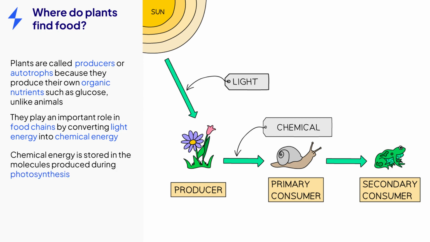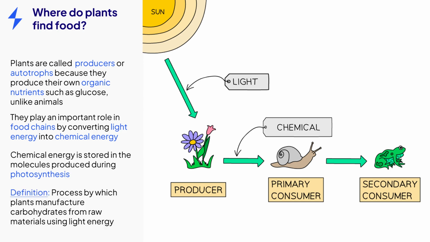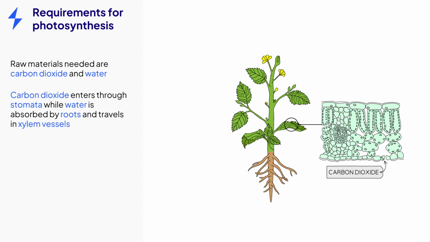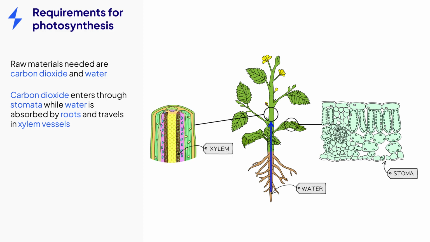The chemical energy is stored in the nutrient molecules that the plants produce during photosynthesis. Photosynthesis can therefore be defined as the process by which plants manufacture carbohydrates such as glucose from raw materials using light energy. The raw materials required for photosynthesis include carbon dioxide and water. The plant obtains carbon dioxide from the air when it diffuses into the leaf through stomata, while water is absorbed by the roots and travels up the stem to the leaves in xylem vessels.